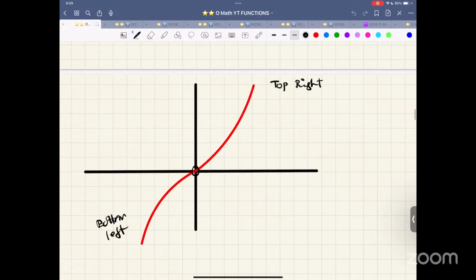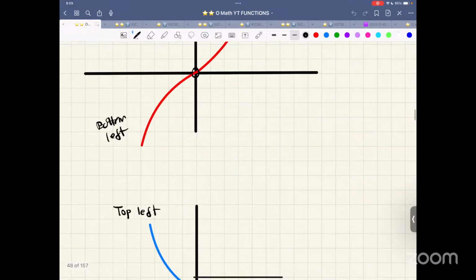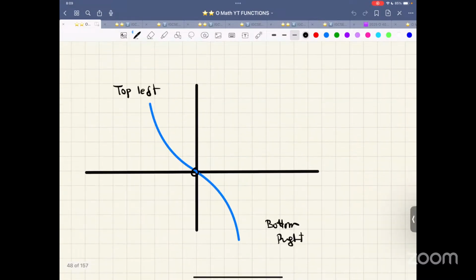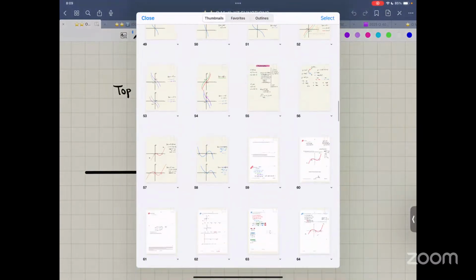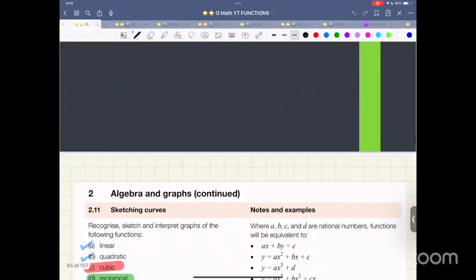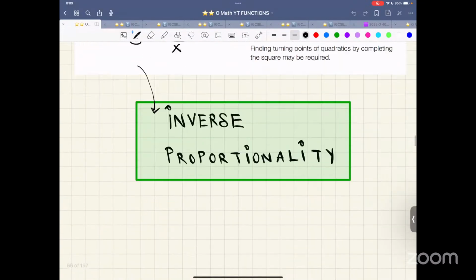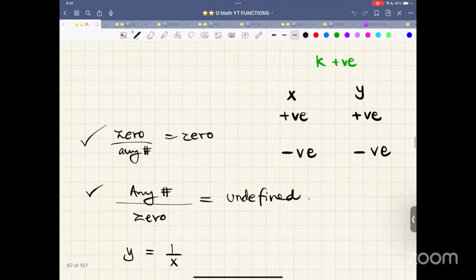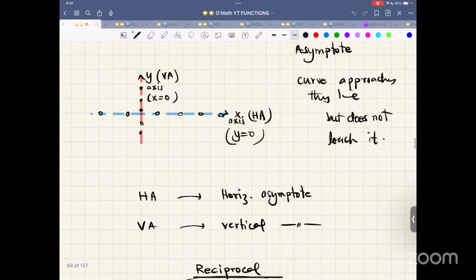That's how a cubic function looks like. Top right, bottom left. With negative x cube, that is top left, bottom right. And then we talked about, I think, reciprocal functions. Very, very important again, because the concept of asymptotes is there. That is a line which the graph approaches, but you can never touch it.